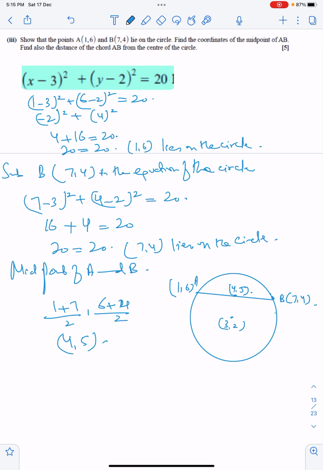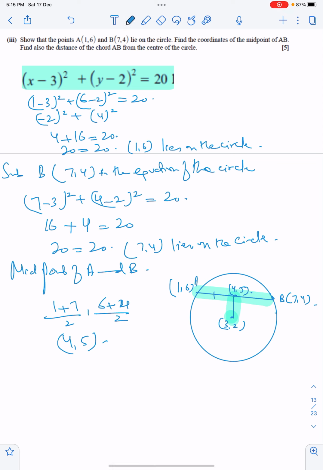They are saying find also the distance of the chord AB. This is a chord obviously, because a straight line touching any 2 points in the circle inside the circle is called a chord. Distance of the chord AB from the center of the circle: you have to find out this distance, the perpendicular distance from the center to this. We know one thing as a matter of fact, and that is if you draw a perpendicular from the center to a chord, it bisects the chord.